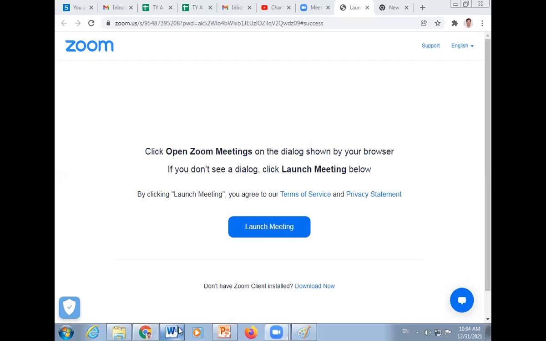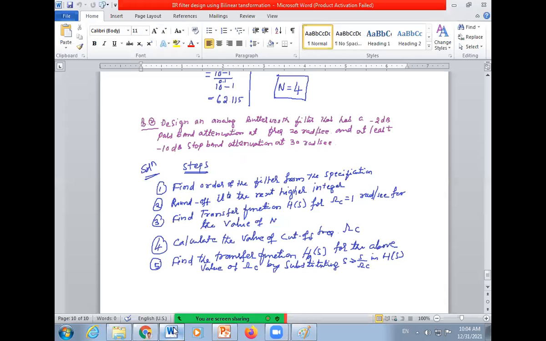So let me share my screen. Yesterday we started with this example. Design an analog Butterworth filter that has a -2 dB passband attenuation at frequency 20 radian per second and at least -10 dB stop band attenuation at 30 radian per second. And we discussed the steps of designing an analog Butterworth filter.